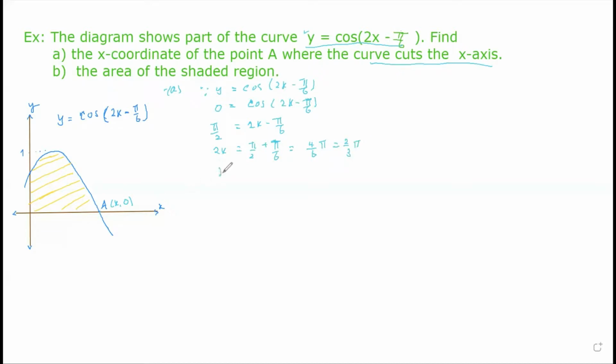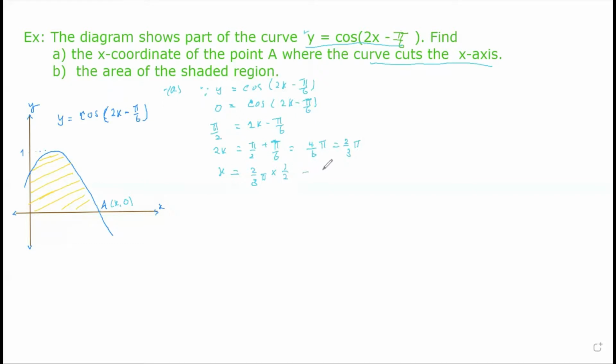Then x is just 2 over 3 pi times 1 over 2.